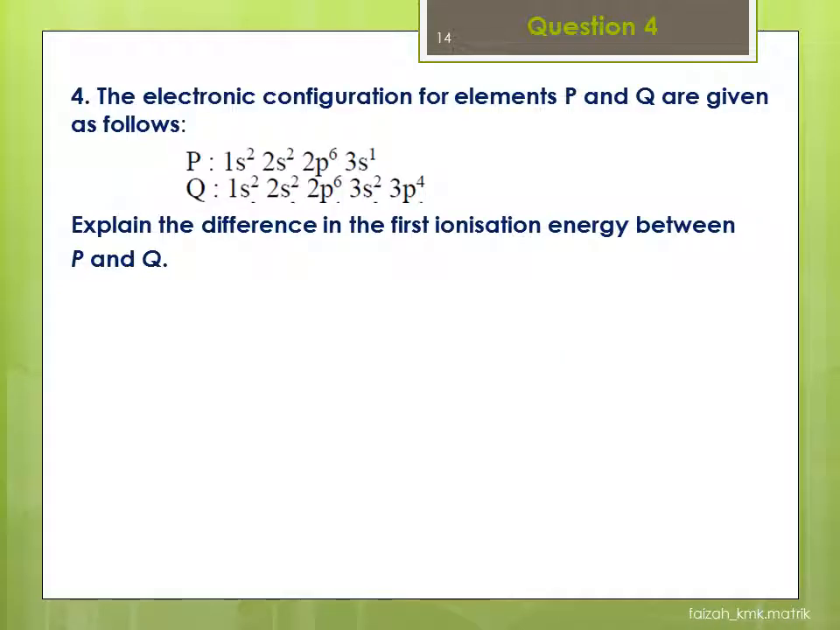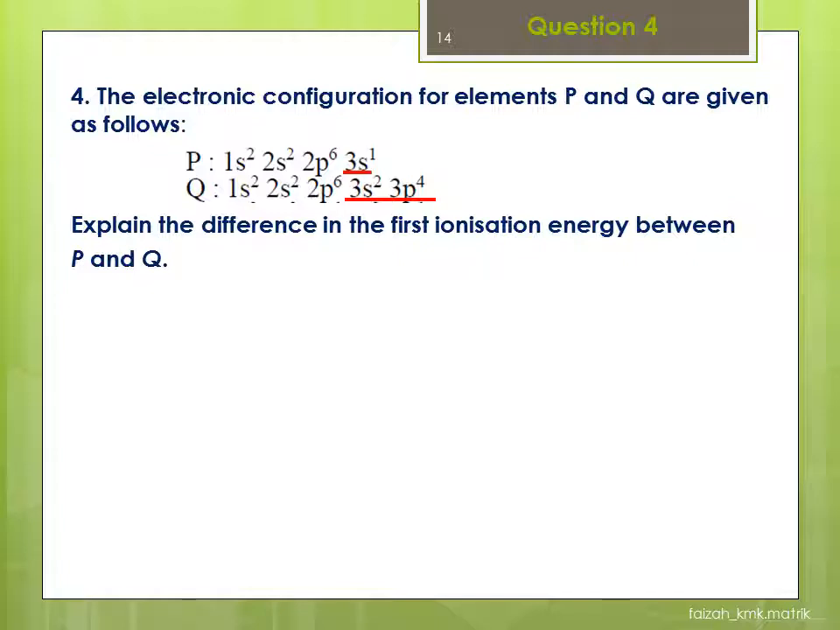Question 4. Given electronic configuration for elements P and Q, explain the difference in the first ionization energy between P and Q. First, students need to identify the position of P and Q in the periodic table. Based on their electronic configuration, both P and Q have same highest energy level, which is 3. It means that P and Q are in the same period.